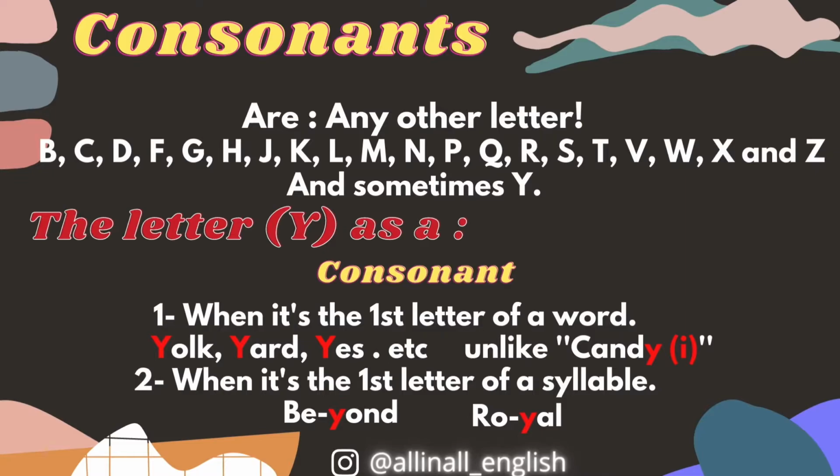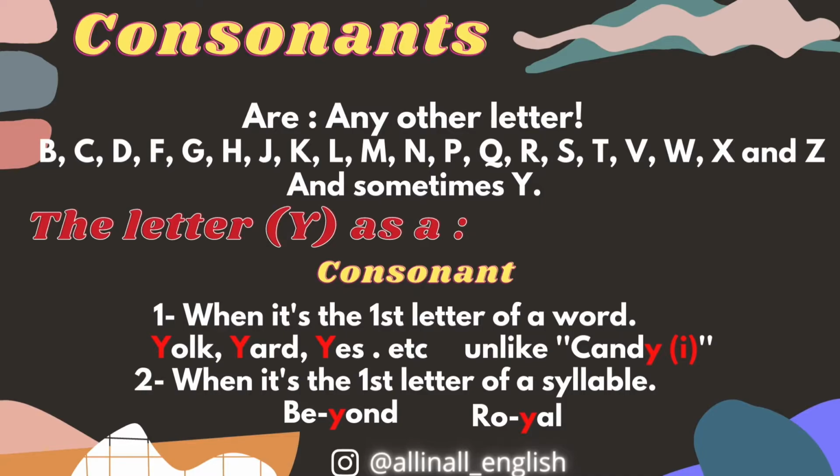Second thing second, we have consonants. So consonants in English are basically any other letter but vowels. So we have B, C, D, F, G, H, J, K, L, M, N, P, Q, R, S, T, V, W, X, and Z. And sometimes we can consider the letter Y as a consonant as well. Again, it has another rule.